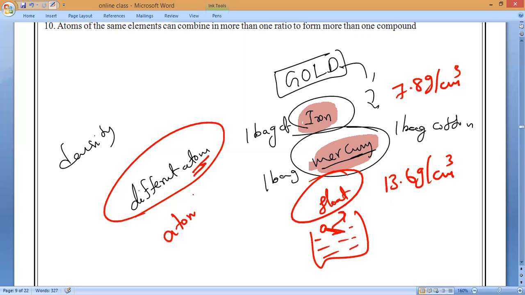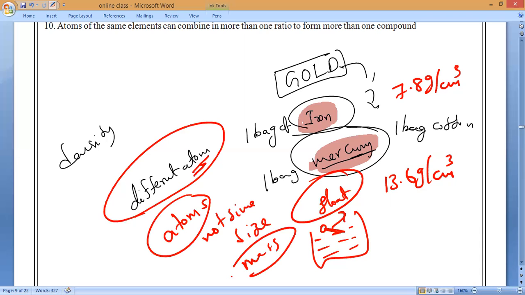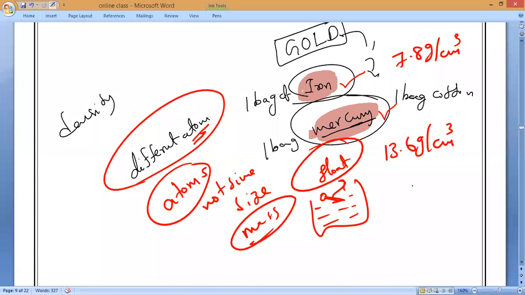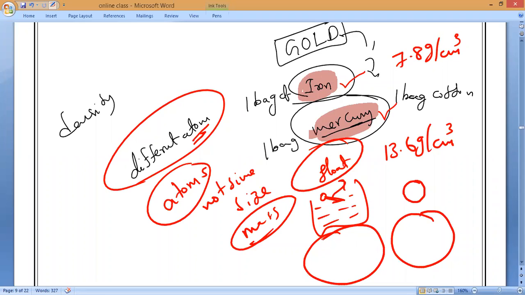Atoms are not the same size, and not the same mass either. They have different sizes, different masses, and different properties. If I take iron atoms, mercury atoms, or hydrogen atoms: hydrogen is the smallest, oxygen is bigger, mercury is bigger still. Carbon is a little bigger than hydrogen but smaller than oxygen. So that is how it is.